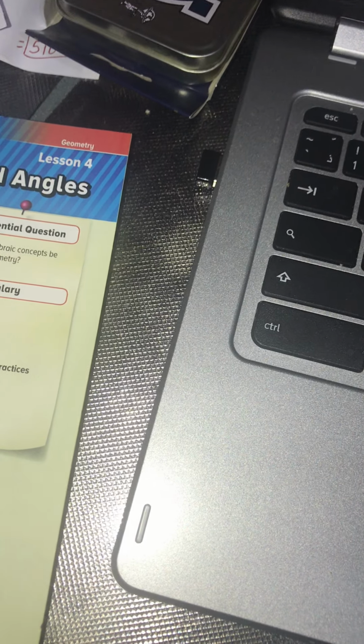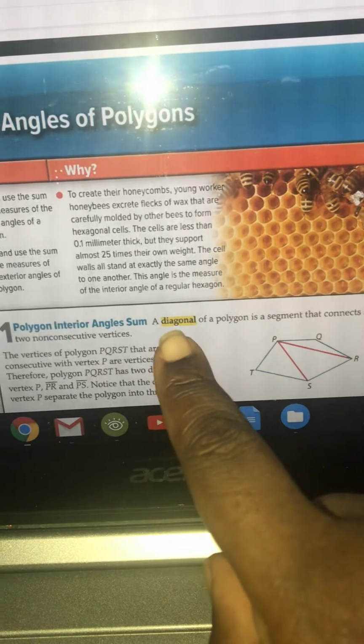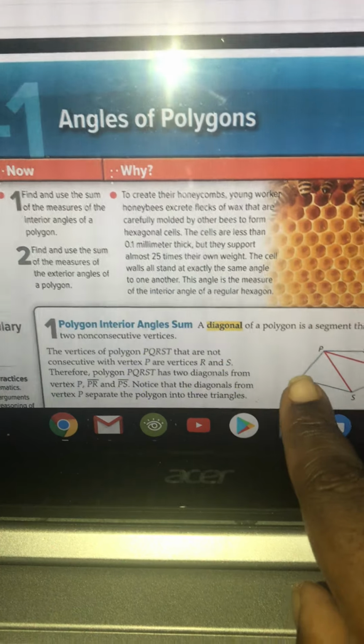So this lesson should be easy. I don't want to hear, oh, miss, oh, what. Vocabulary, you have to remember, okay? Very important vocabulary you have to remember. You should know by now what a diagonal line is, okay?